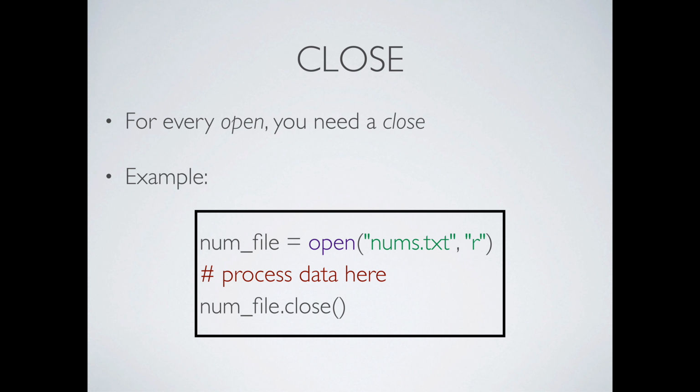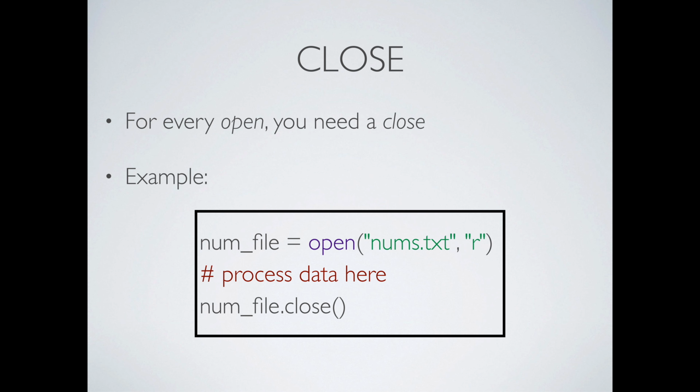Alright, so again, I mentioned the 3 steps is open, process, close. Now, process, there's a lot involved there, right? And the process is going to be dependent on what you want to do with the files. So we'll talk about that more in depth in a bit. But now I want to highlight how you close a file. So this is an example of sort of these 3 steps.